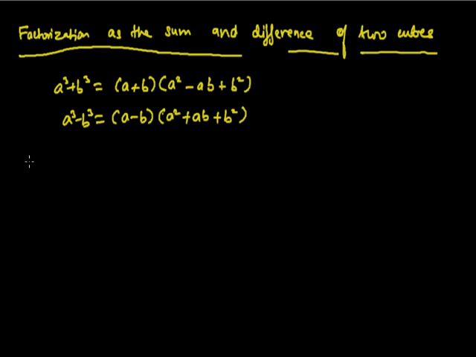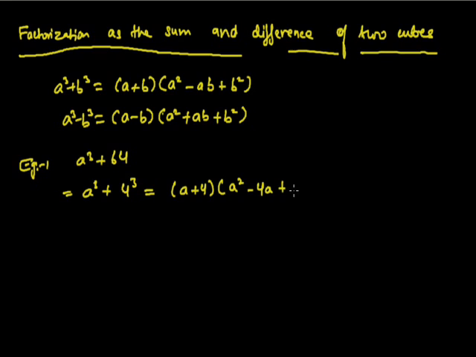So we'll see the first example, that is a cube plus 64. Now if you see this example, this question is actually in the form of a cube plus b cube. Here it is a cube and plus 64 means 4 cube. So it's actually in the form of a cube plus b cube, and therefore it can be written as a plus b, that is a plus 4 into a square minus ab, that is minus 4a, and plus b square, that is 4 square, it means 16.